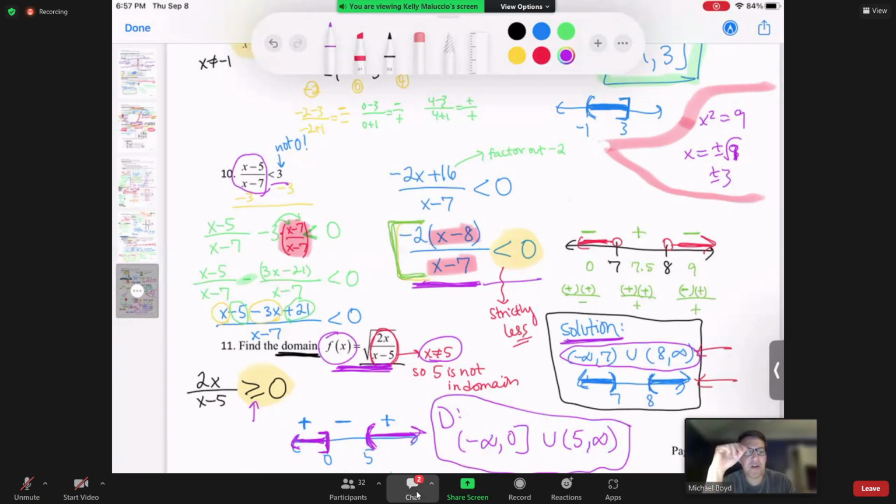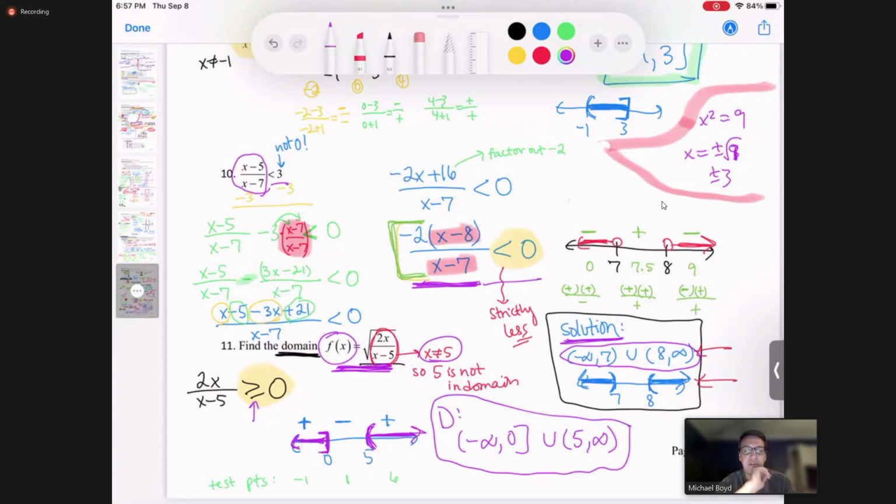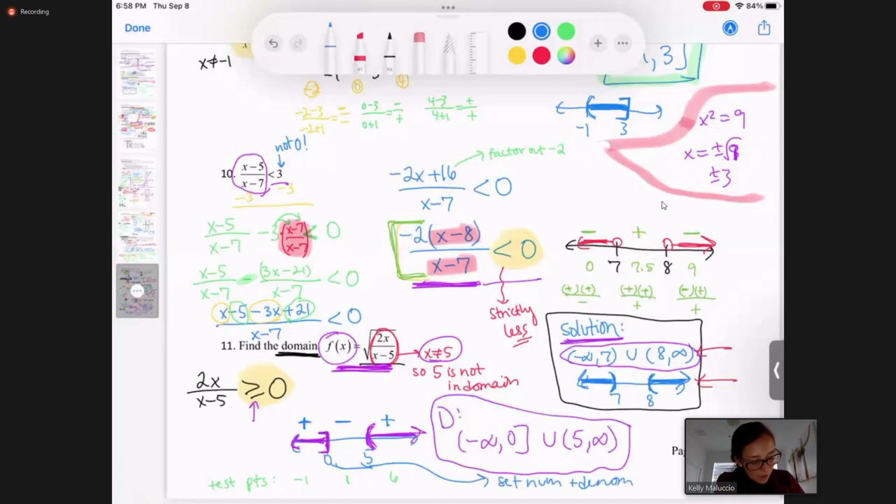I have a quick question. I can see why on number 11, when you do the number line, 5 is like an asymptote. But why is 0? Can you explain how you came up with the 0? So 0 is not going to be an asymptote, right? But 0 is a critical value, we call these critical values. The way I get these two points is by setting the numerator and denominator equal to 0.